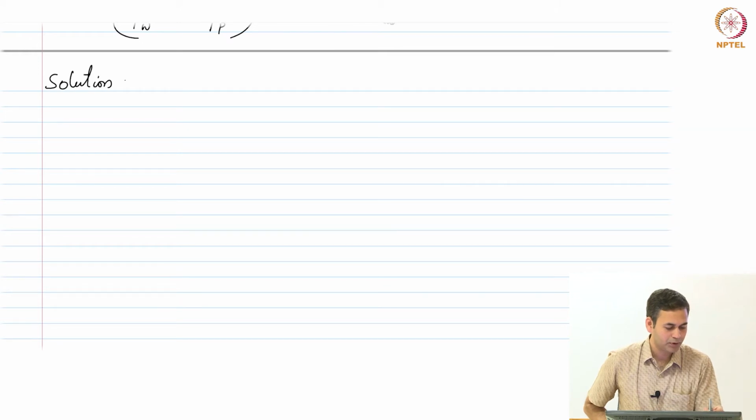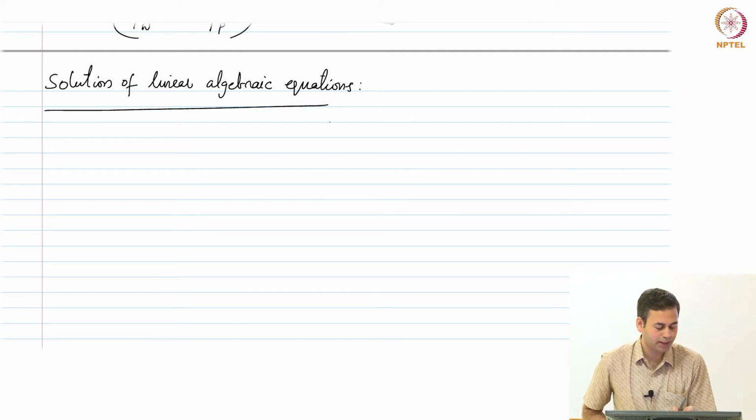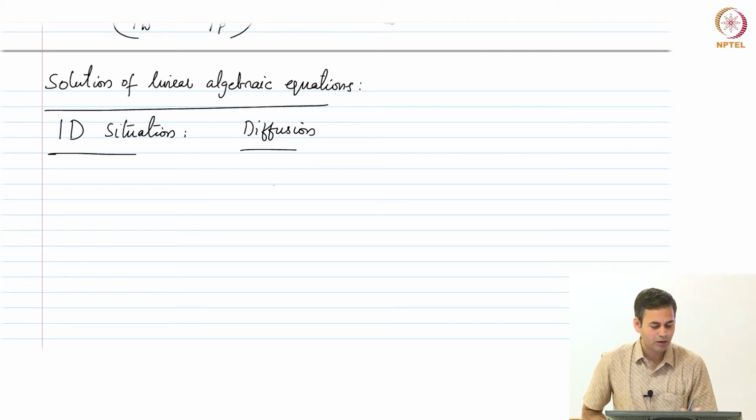solution of linear algebraic equations. We are again looking at a 1D situation for now. Let us say if we have a diffusion equation in 1D, we have already seen how to solve the resulting linear algebraic equations, right. How do we solve it? We have already used one method, right. What was that? That was the Gauss-Seidel method, right.